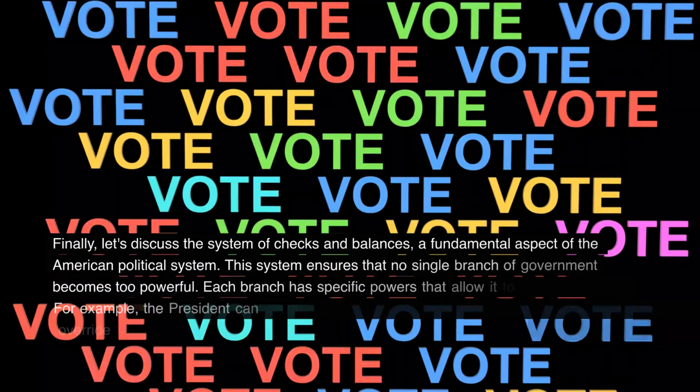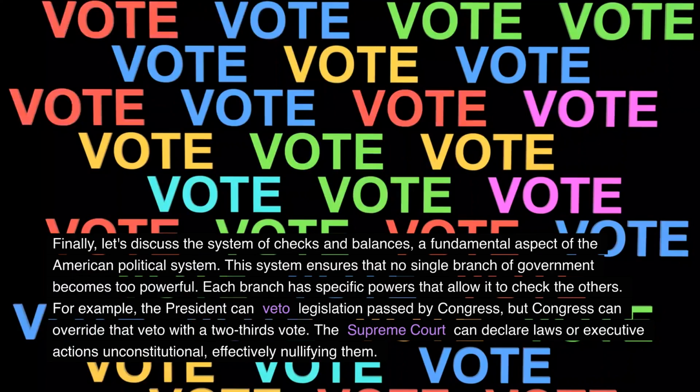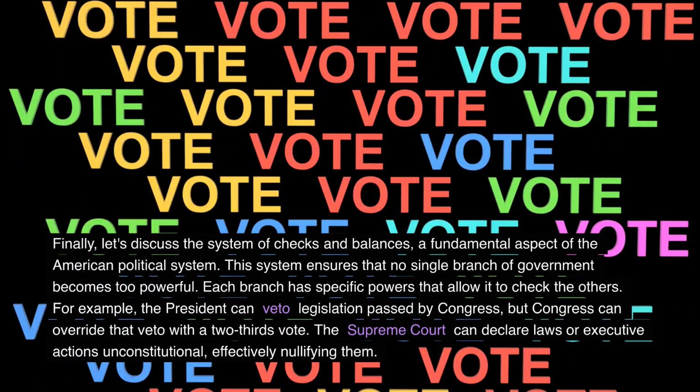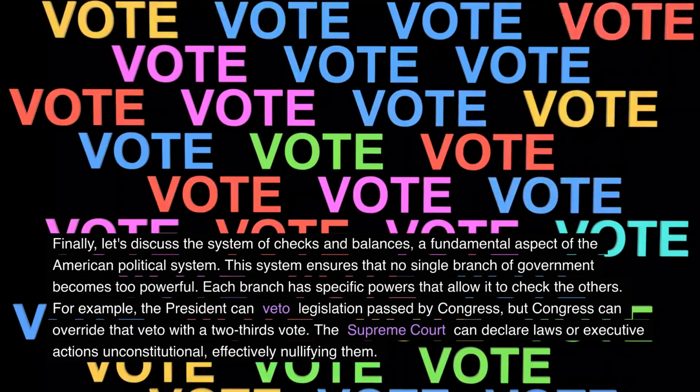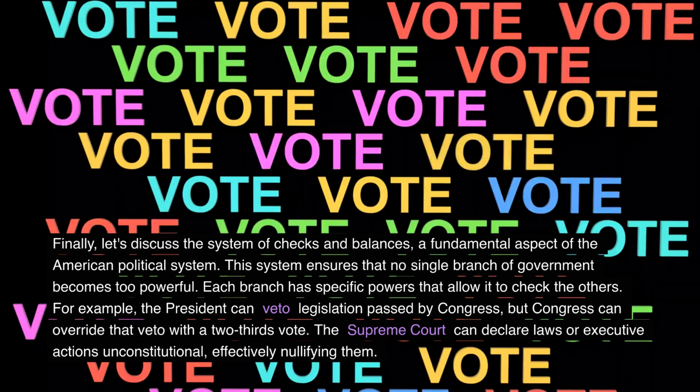Checks and balances. Finally, let's discuss the system of checks and balances, a fundamental aspect of the American political system. This system ensures that no single branch of government becomes too powerful. Each branch has specific powers that allow it to check the others. For example, the president can veto legislation passed by Congress, but Congress can override that veto with a 2/3 vote.